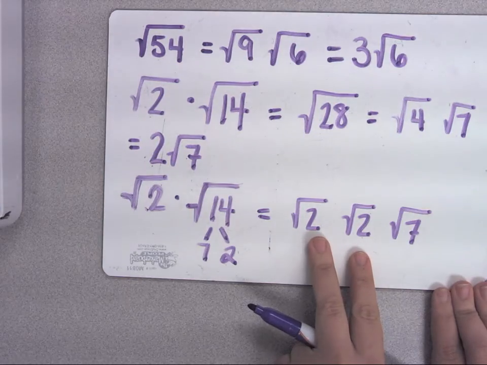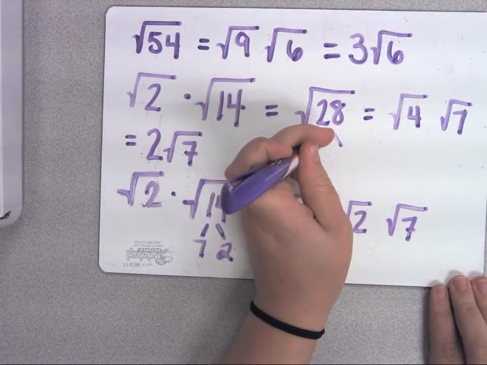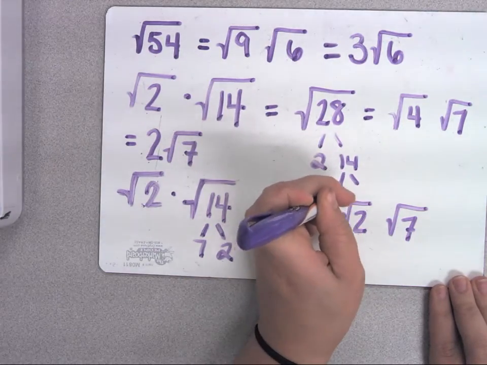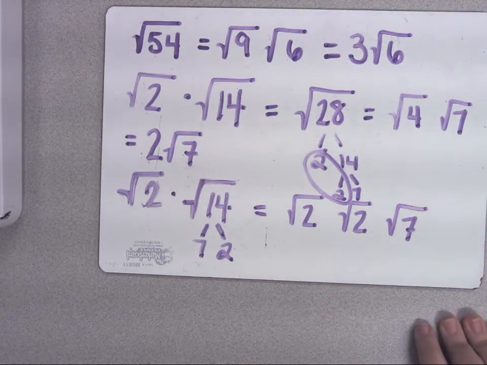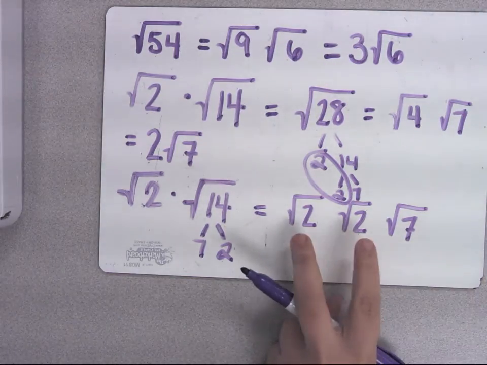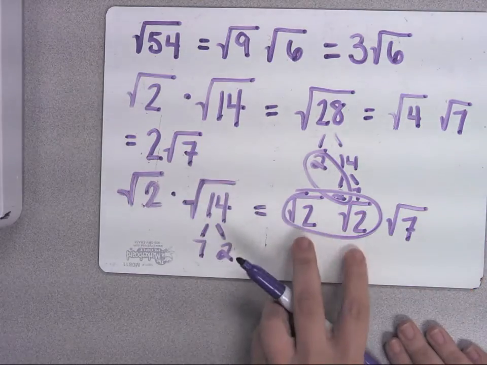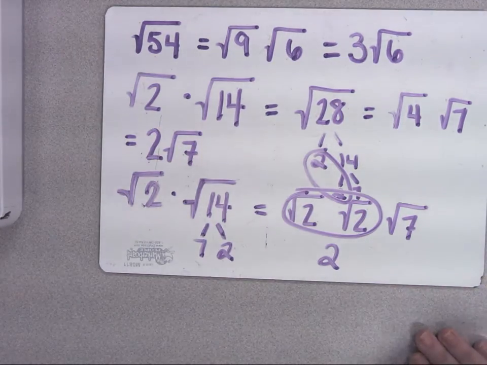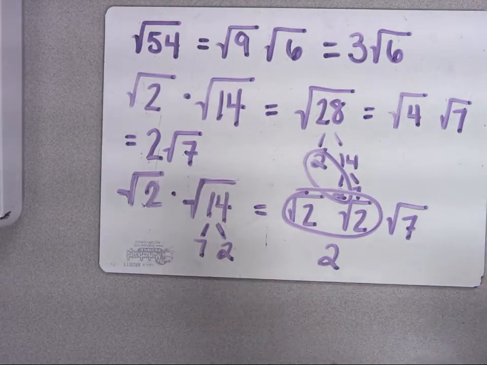Do you remember before when we did it the same way, where we circled when we had 2 of the same thing, we could pull it out. When you have 2 of the same square root, that turns into the whole number 2. Because the square root of 2 times the square root of 2 is the square root of 4. Square root of 4 is 2.